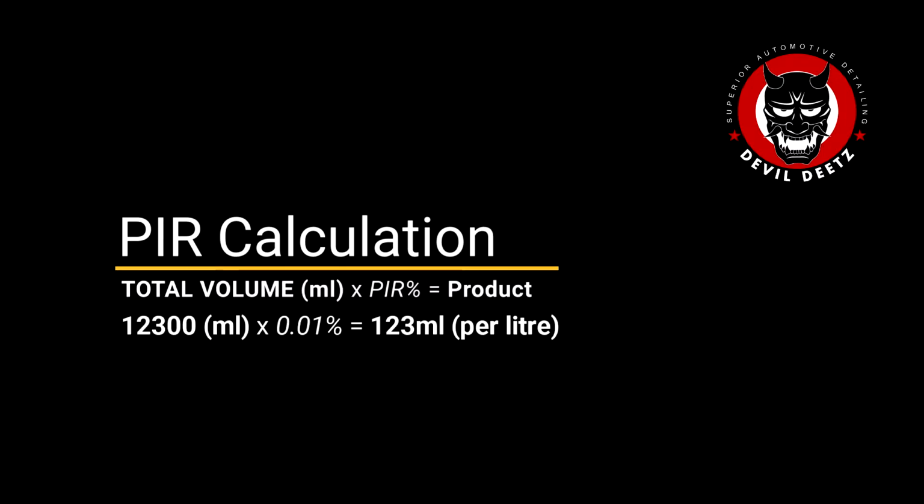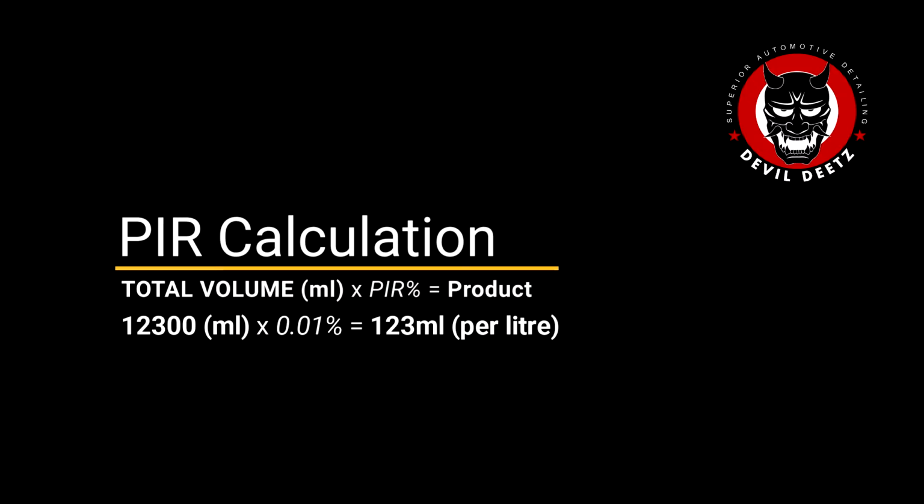If using the 1% PIR recommendation, then the calculation would be 12,300 millilitres times 0.01, which gives us 123 millilitres of product. This means that in a 1 litre snow foam cannon reservoir you would use 123 millilitres of product. If you happen to have a snow foam cannon with a reservoir of only 500 millilitres, then you can simply halve this number to meet the recommended PIR.